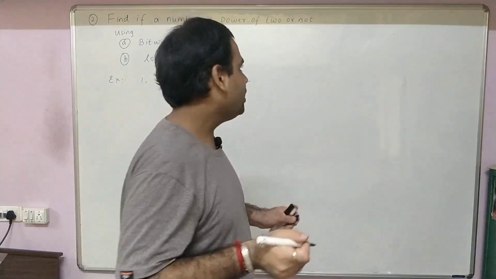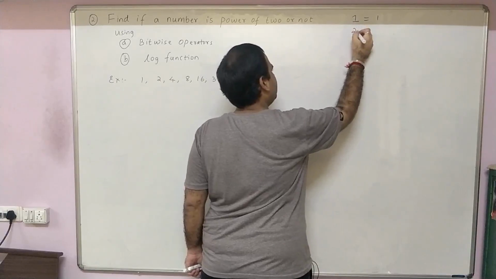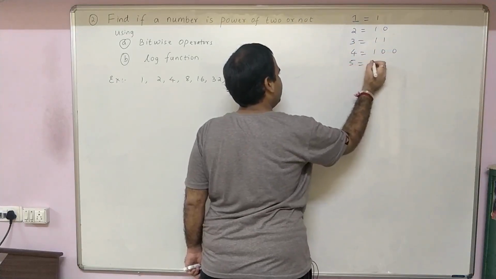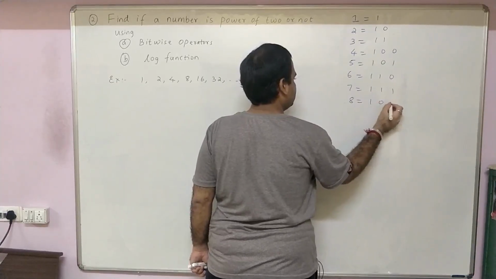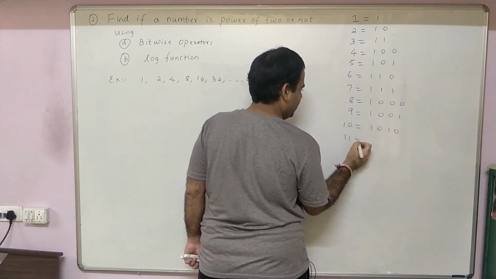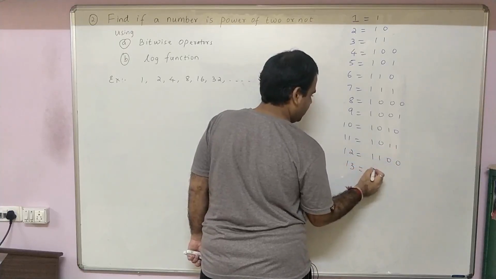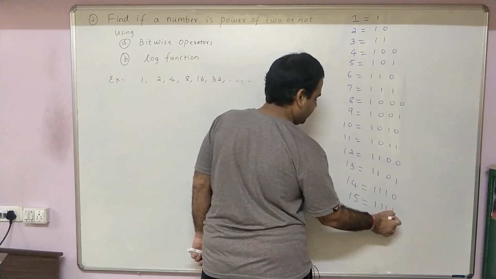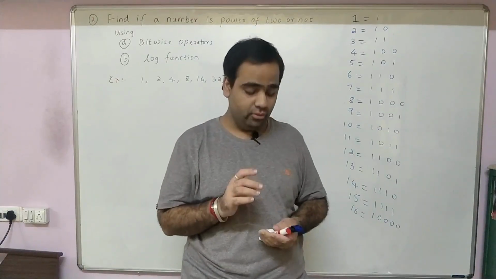Let's say I write 1; 1 in decimal is 1. Now 2 is 10, 3 is 11, 4 is 100, 5 is 101, 6 is 110, 7 is 111, 8 is 1000, 9 is 1001, 10 is 1010, 11 is 1011, 12 is 1100, 13 is 1101, 14 is 1110, 15 is all ones, and 16 is 10000. You can write more, but I have written till 2 to the power 4.